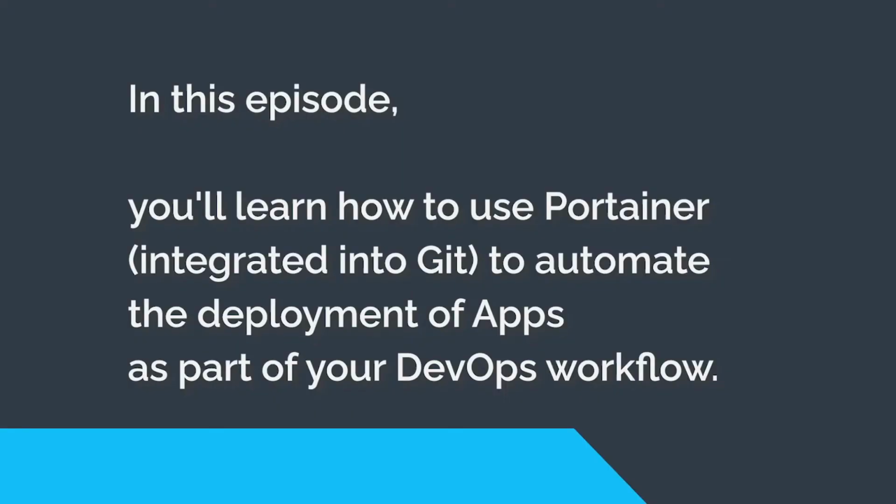This is episode number 2 of our how-to series that we're preparing on real-life cases with Portainer. This is how to automate app deployment using Portainer and Git. And for that, we have several tools that we're going to show.